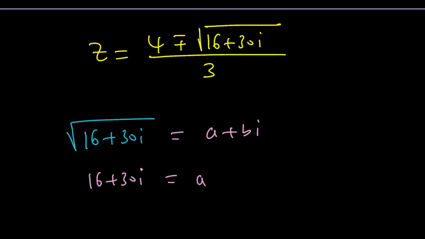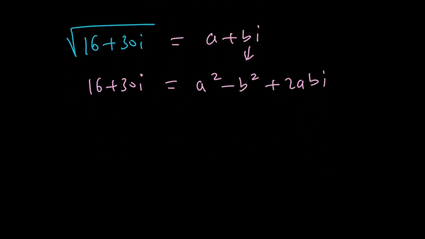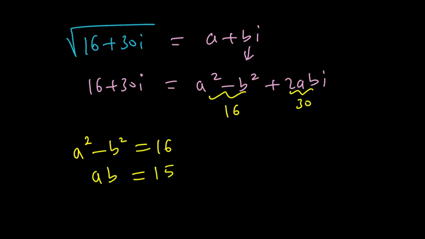That's going to give me, be careful here, minus b squared from this plus 2abi. And this gives us the following system. This is going to be 16 and this is going to be 30, meaning that a squared minus b squared is 16 and ab is equal to 15. So you think about two numbers whose product is 15, and among those pairs, you need to find two numbers whose difference of squares is 16.